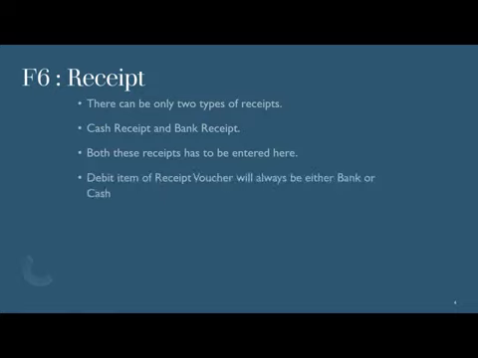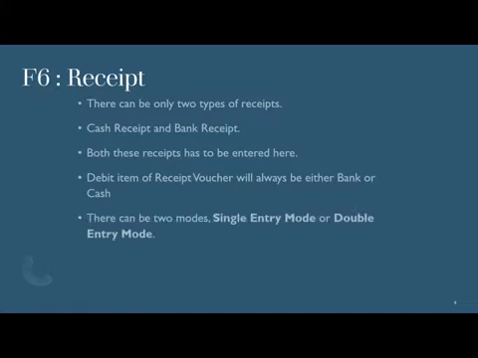The debit item in a receipt voucher can be either bank or cash. And there are two different modes available in Tally. This can be recorded either in single entry or double entry mode. In case of double entry mode, we will be having the prefix of debit and credit, or it can be the to-by prefix.